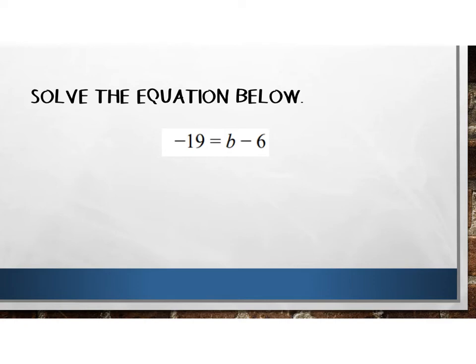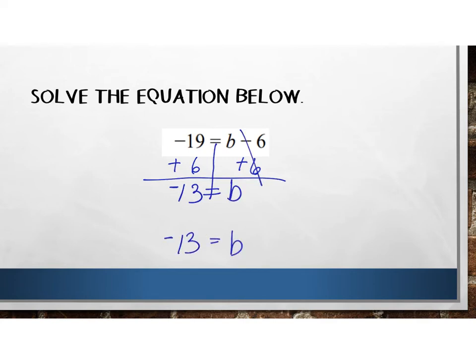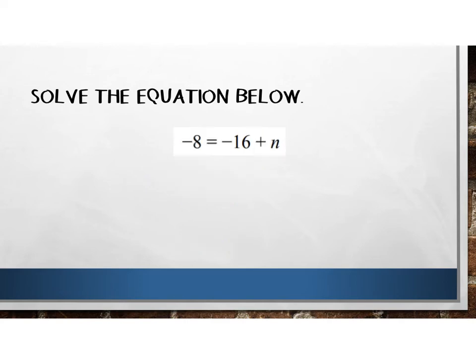Okay, I'm going to just walk through very quickly. Isolate my variable by adding the opposite to both sides of my equation. -19, and I added +6. That is going to leave me with a -13 on this side of my equation. Bring down my variable, that zero pairs out. So B is equal to -13. Here's another one to try.